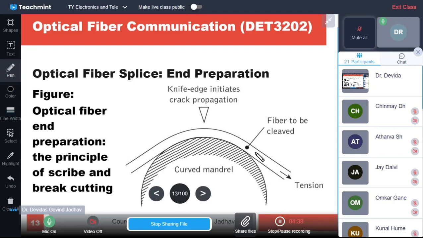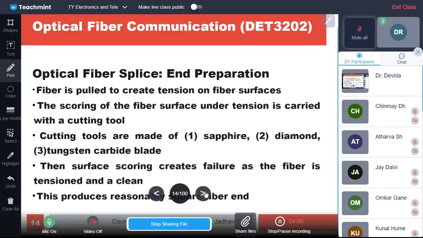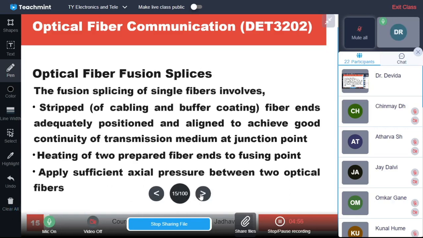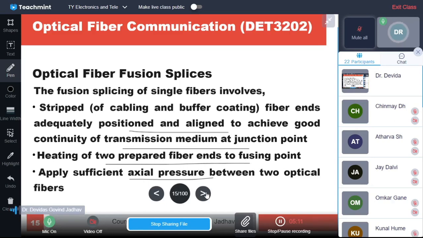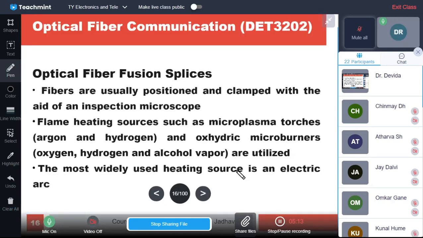A knife edge is there, and a slightly tilted, tensed fiber is there. The tensed fiber will propagate the crack which is initiated by the knife edge. Knife edges are made of sapphire, diamond, or tungsten carbide blades. The cable coating is removed first, and then the fibers are aligned, and then the junction is formed. The heating is there, and sufficient axial pressure is applied to join the fibers.